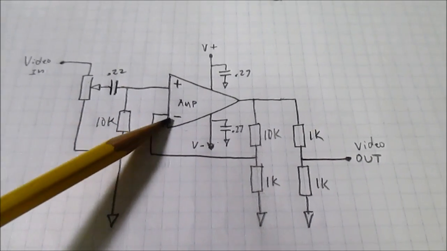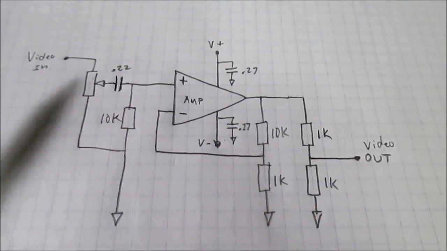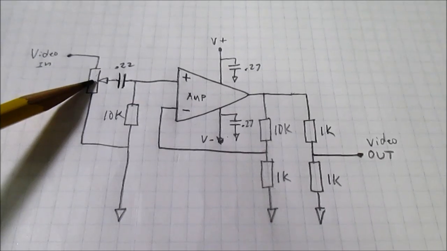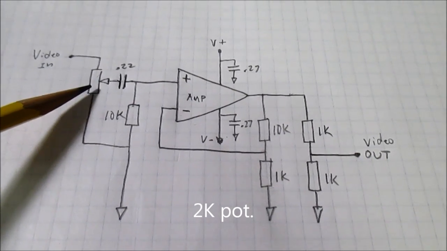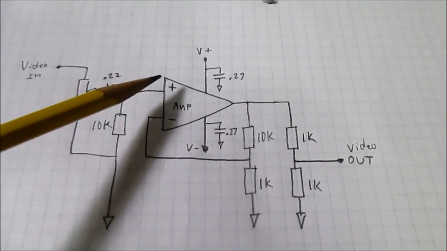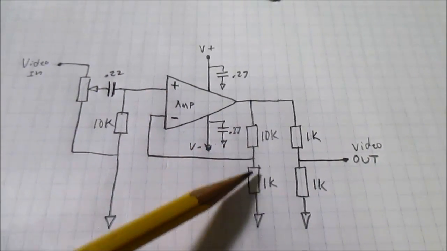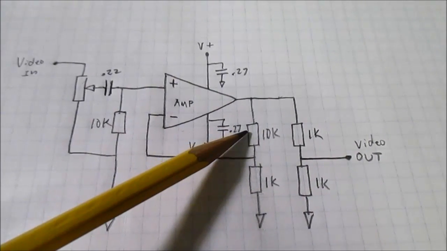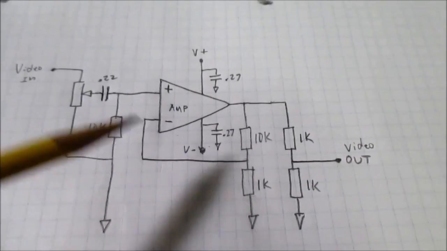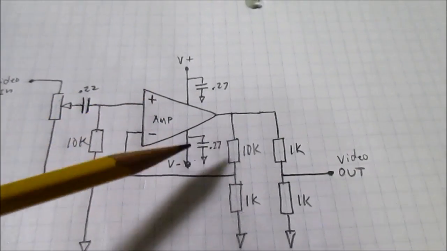It's got to have some gain. It's not just going to be a buffer. So the video signal comes in here and gets attenuated by this potentiometer. So that's adjustable, so we can set it just right. It goes into the amplifier that has negative feedback, and the gain is determined by the ratio of these resistors, plus one, because it's non-inverting.